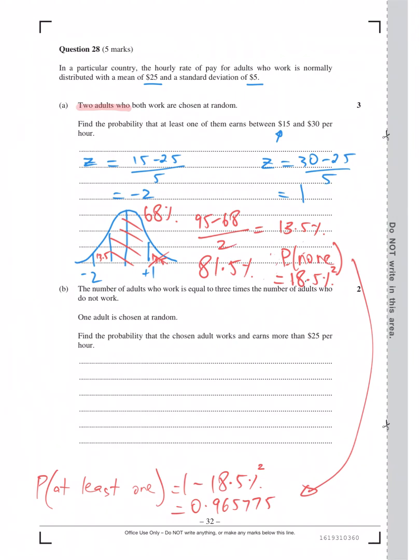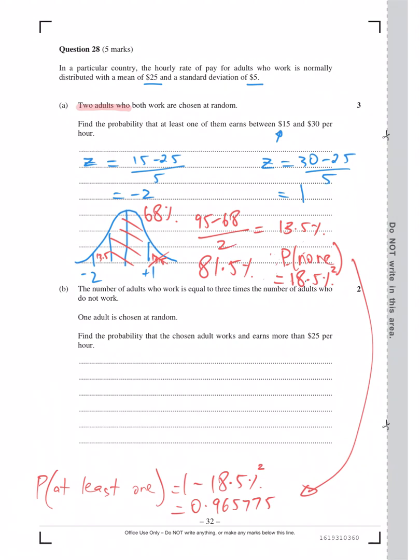Part B here: the number of adults who work is equal to 3 times the number of adults who do not work. One adult is chosen at random. Find the probability that the chosen adult works and earns more than $25 per hour. All right, so this is again a probability question that's tied to a normal distribution question. So again, I've got 2 steps that I'm taking here, or really 2 questions I'm asking.